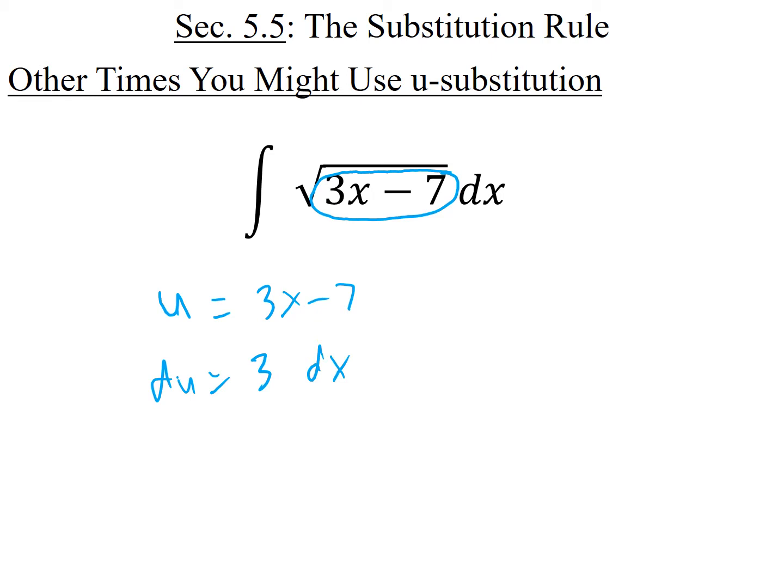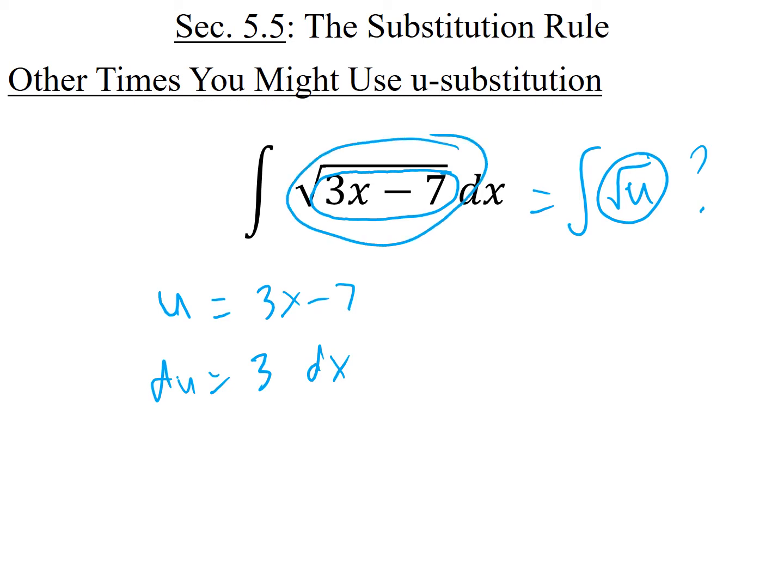And then what will end up happening, we're not going to do the whole problem right now, but you'll end up getting square root of u, and some stuff over here. But square root of u is much easier to integrate than square root of this whole mess. So that's the idea there.